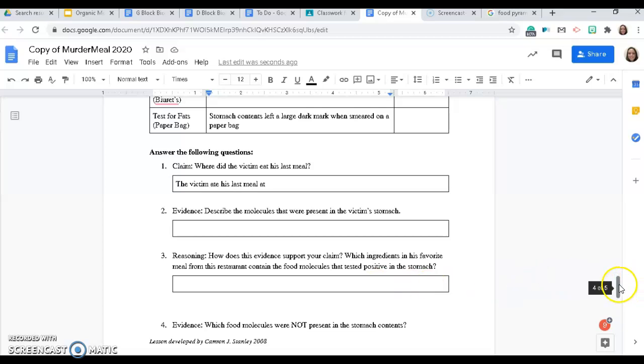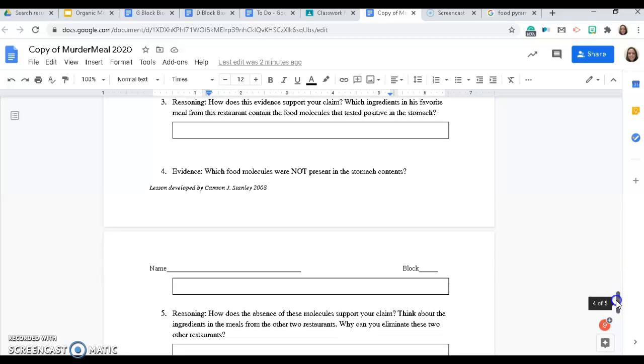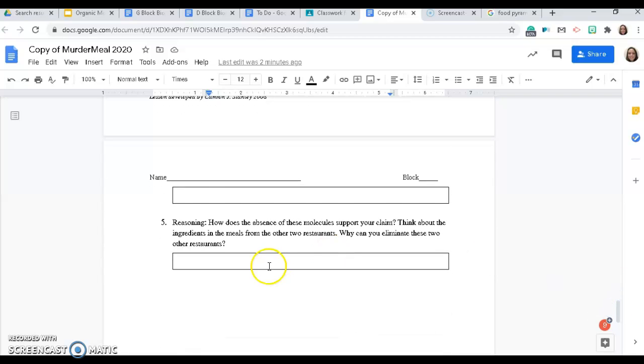And then at the very end, for the molecules that were not present, you're going to explain how the absence of those molecules eliminates those 2 other restaurants. So think about again the ingredients of the meals in those restaurants and explain how not having certain food molecules can eliminate those from your options.